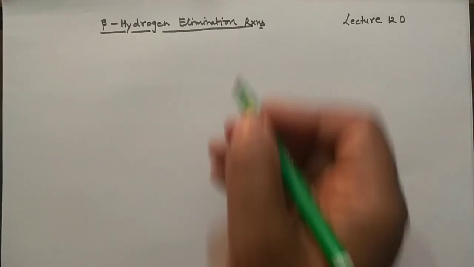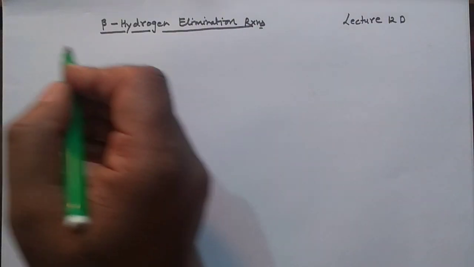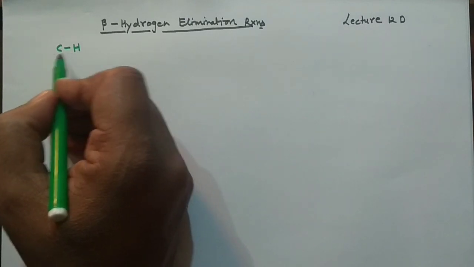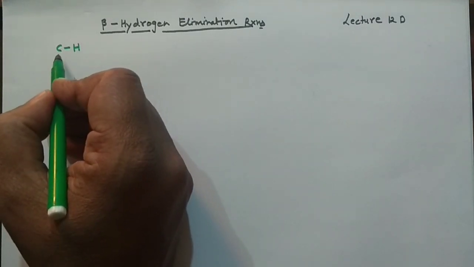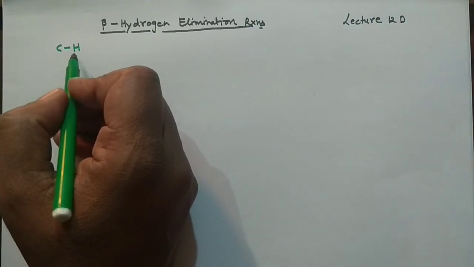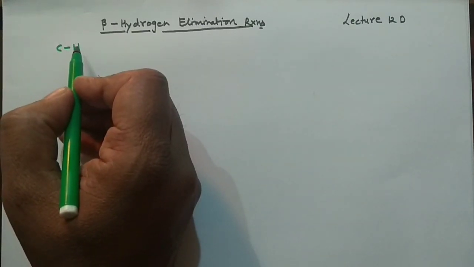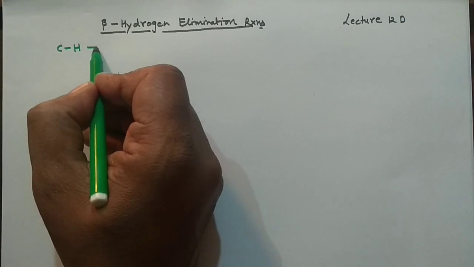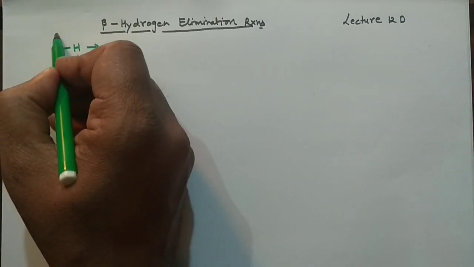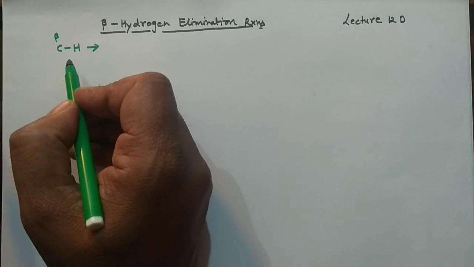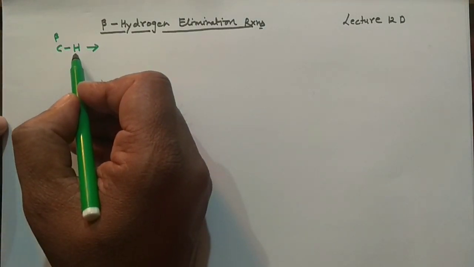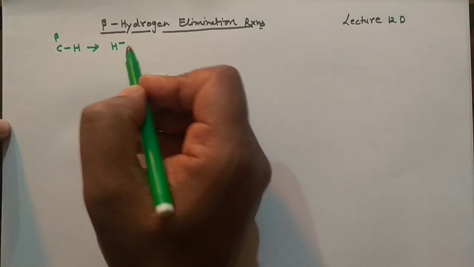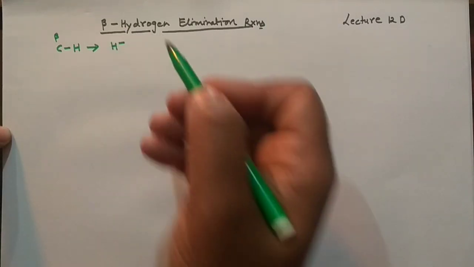For this beta hydrogen elimination reaction, first of all you should know a very important point: the carbon and hydrogen bond. This bond is quite polar because there is a polarity difference between carbon and hydrogen. There is no need to put the exact value of the electronegativity of hydrogen and carbon over there, but you should know this bond is polar, and the hydrogen that would be present in the beta carbon would be termed as the beta hydrogen, and that beta hydrogen can be eliminated as hydride, H negative ion. So some people also call this reaction beta hydride elimination.